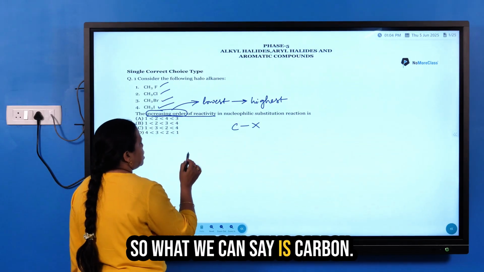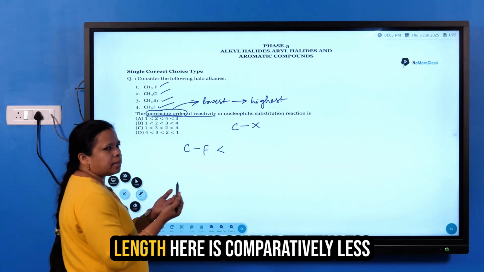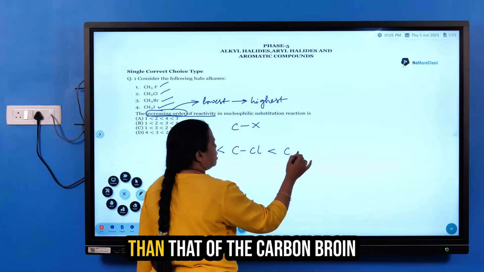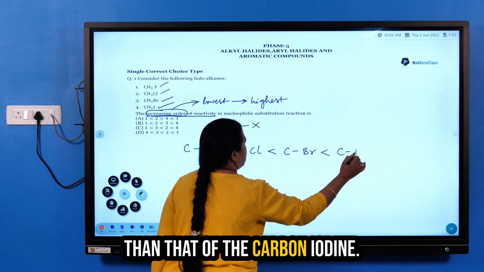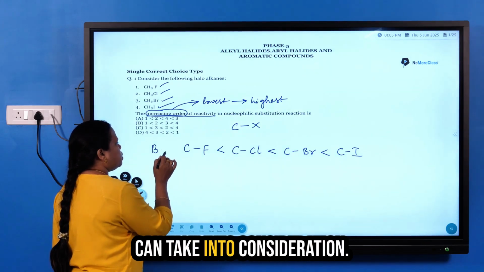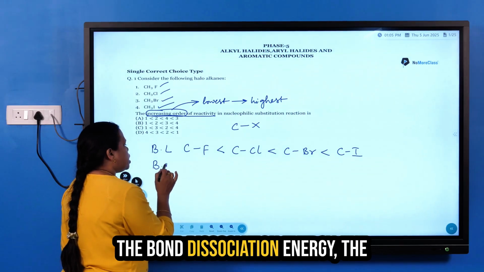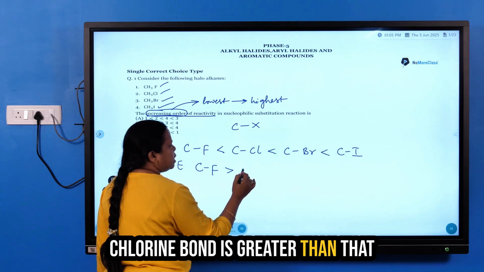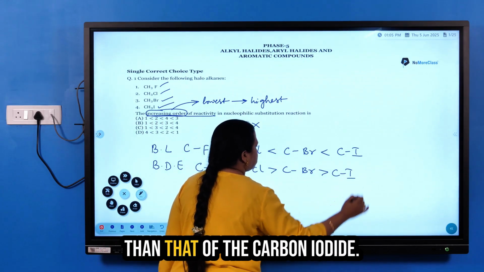So we can say the carbon-fluorine bond will be less reactive because the bond length here is comparatively less, then the carbon-chlorine, then the carbon-bromine, then the carbon-iodine. This order is the bond length order. Because of this, the bond dissociation energy of the carbon-fluorine bond is greater than that of the carbon-chlorine, then the carbon-bromine, and then the carbon-iodine.